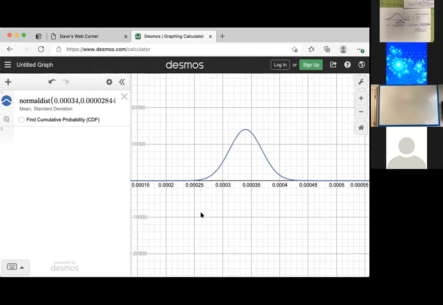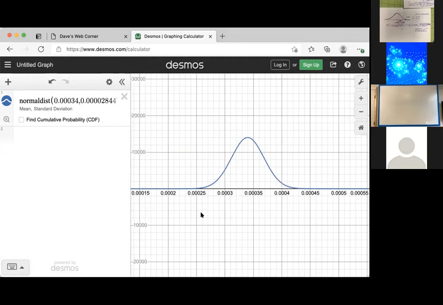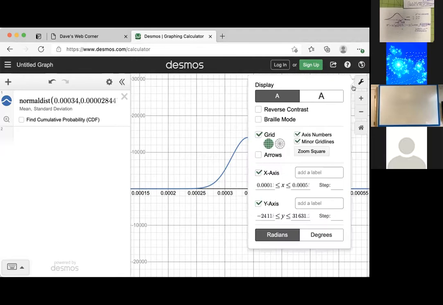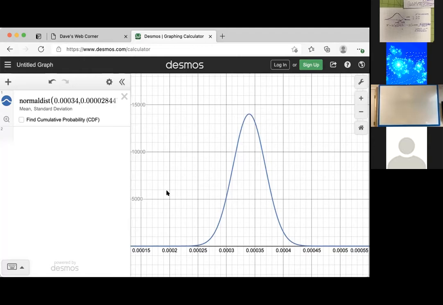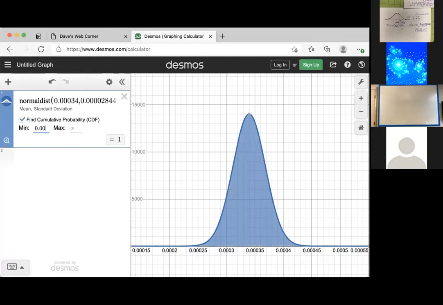I can test a little bit quicker here in decimals. And let's run this from minus 10,000 to 20,000 just to give myself some perspective. There we go. So there's a normal distribution. And my mean is right here at 34 one hundred thousandths, 3.4 ten thousandths. But where is the 4095 if I shade that? So let's shade the cumulative distribution function. Let's shade it from 0.0004095 all the way up to infinity.